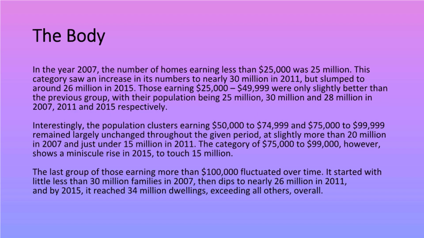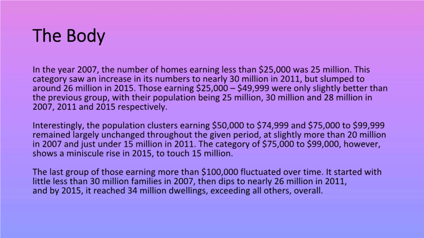In the year 2007, the number of homes earning less than $25,000 was 25 million. This category saw an increase in its numbers to nearly 30 million in 2011, but slumped to around 26 million in 2015.